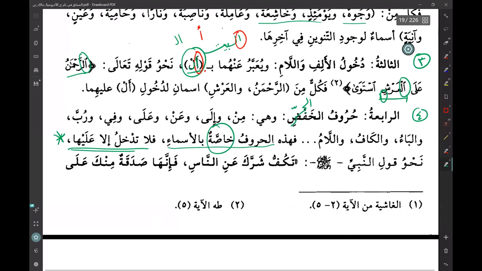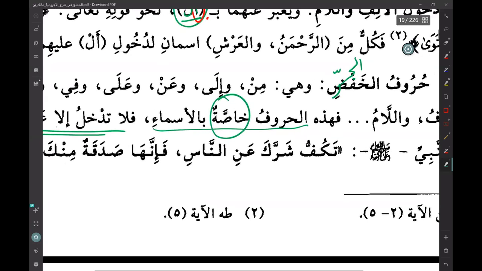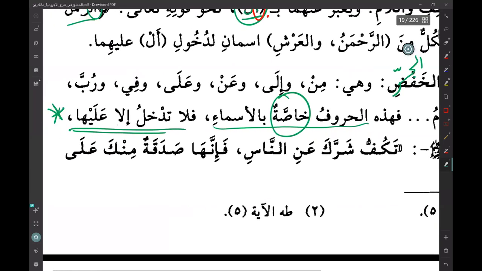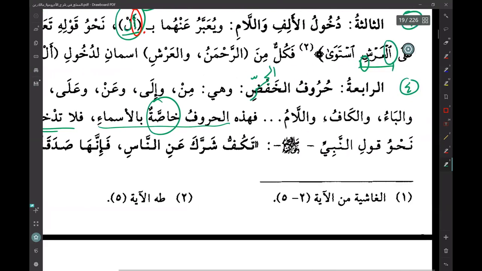For example, the Prophet ﷺ said, what? Takufu sharraka anin nas. Nice advice. Fa innaha sadaqatun minka, minka what?